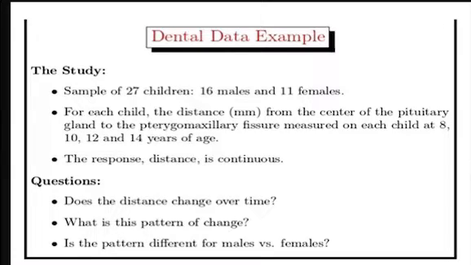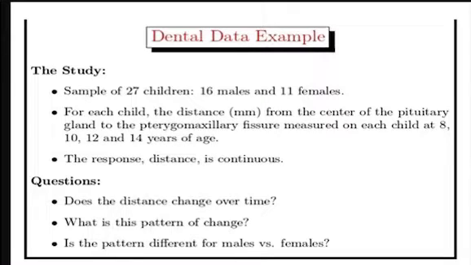Because of that, we have a repeated measure here. The response variable is distance, and that should be continuous. And what was the question? Does the distance change over time? Over time means, for one person at age 8, is the distance statistically different from when this person grows to age 10, to age 12, to age 14? Does that make sense?